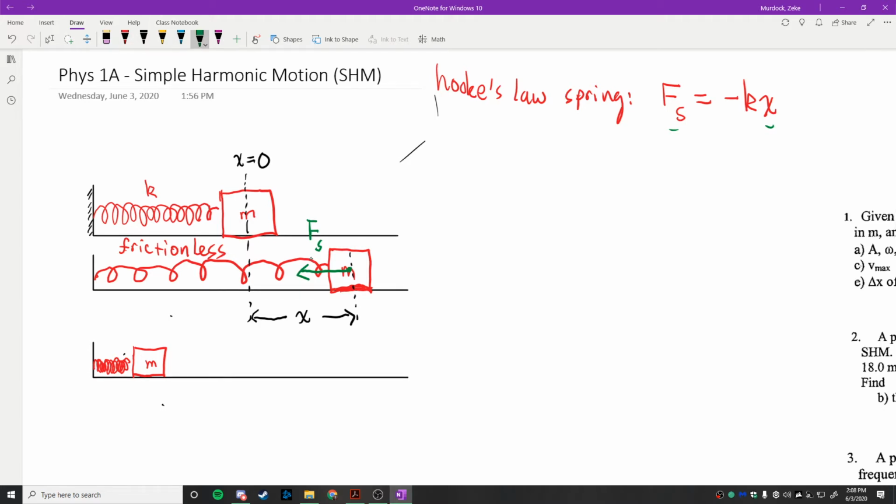Okay, so let's think about it like this. This is the positive x direction, and that's the negative x direction, right? If I have the box here, then I have an x coordinate right here. For example, the x coordinate here could be negative 3 centimeters, and the x coordinate here could be positive 2.5 centimeters or something like that.